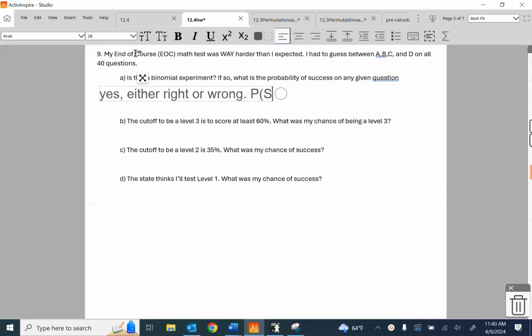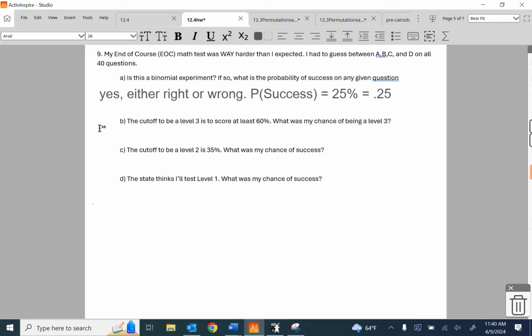The probability of success is going to be 25%, which is 0.25. It's 4 choices, A, B, C, or D. The cutoff to be a level 3 is to score at least 60%. What was my chance of being a level 3?